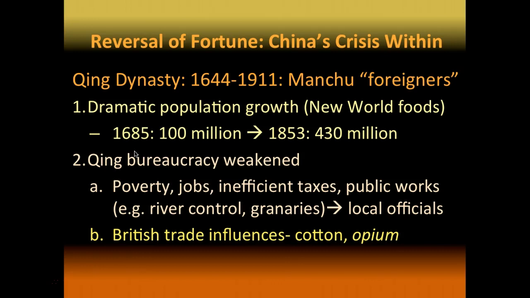The once efficient imperial centralized state bureaucracy did not grow to meet the demands of this larger population. It weakened when provincial leaders began to exercise more power and authority at the expense of the central state. So local leaders, provincial leaders, became more powerful. And soon it failed to properly collect taxes and keep up public works projects such as river control and granaries.